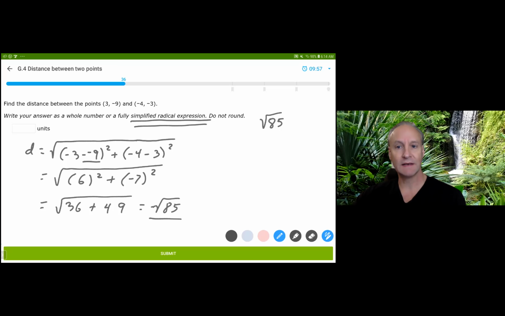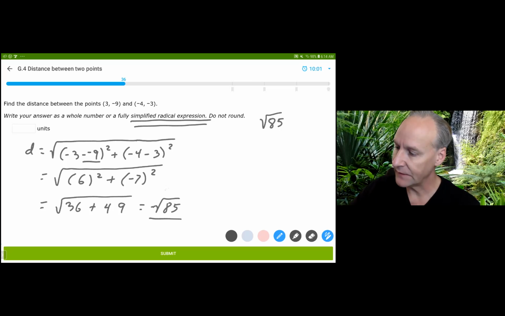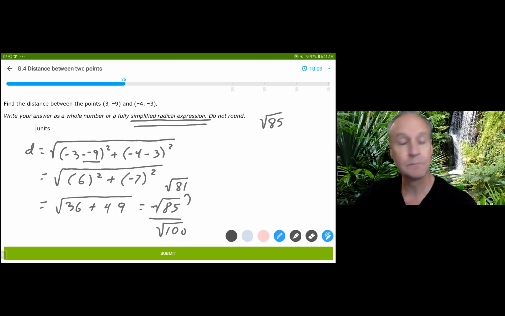Personally, I prefer to estimate the distance, which is always nice. And this square root of 85 is between the square root of 81 and the square root of 100. Can everybody see that it's closer to the 81? Hopefully you can see that that's the case, and that these are 4 units apart, and that this whole thing is about 20 units. It's actually 19, but it's close to 20.